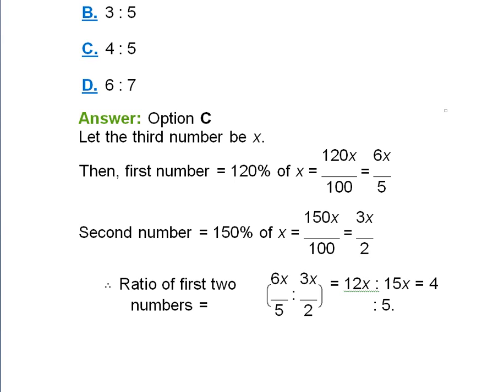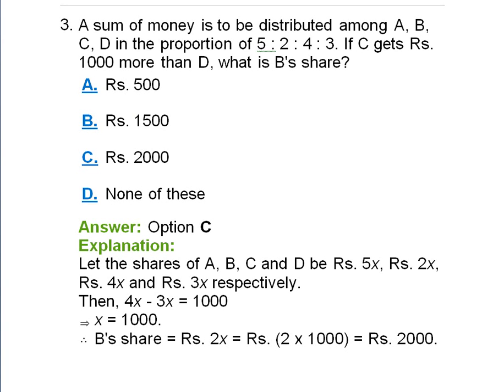So moving on. A sum of money is to be distributed among A, B, C and D in the proportion 5 ratio 2 ratio 4 ratio 3. If C gets rupees 1000 more than D, then what is B's share? Okay, so let the shares of A, B, C and D be 5x, 2x, 4x and 3x respectively, as provided in the question. Now they say C gets rupees 1000 more than D, so that means 4x minus 3x would be 1000 rupees. So you can easily calculate x from here.